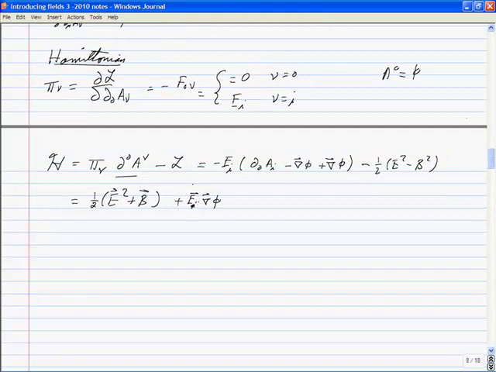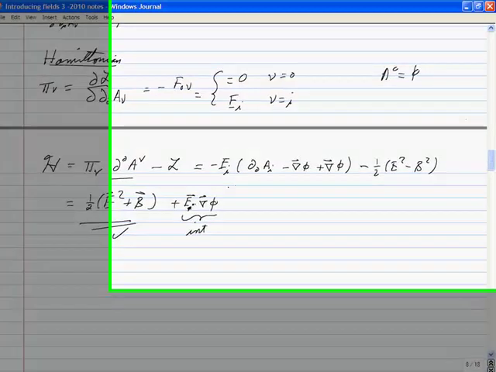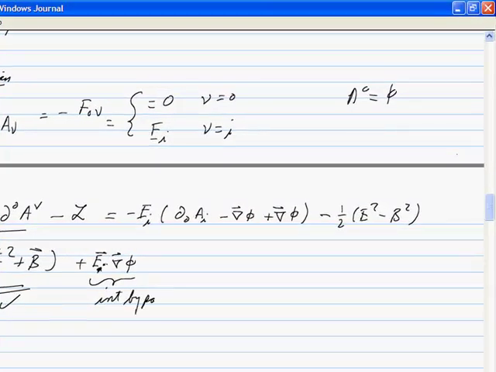Okay, the treatment of this last guy. The first piece is what we know and love. That's great. This piece here is a little bit of a gauge complication. The way you deal with it is you integrate by parts. So we imagine that we're forming the full Hamiltonian. If you integrate by parts, this becomes phi times minus del dot E, which becomes rho.